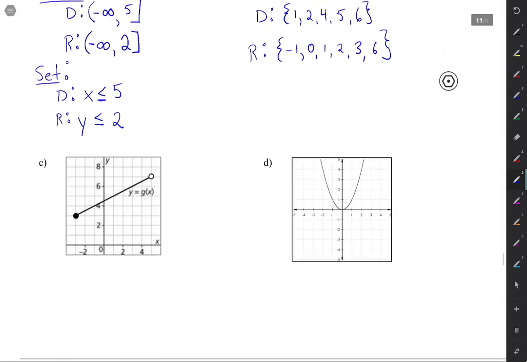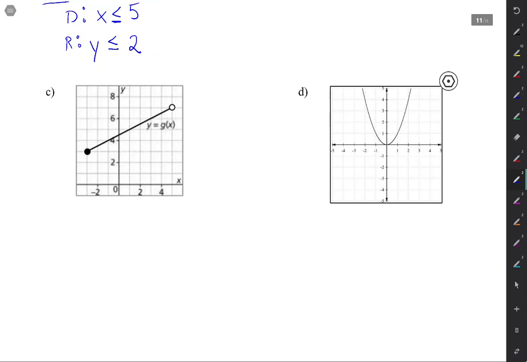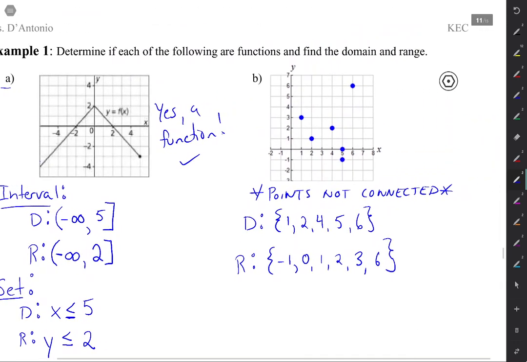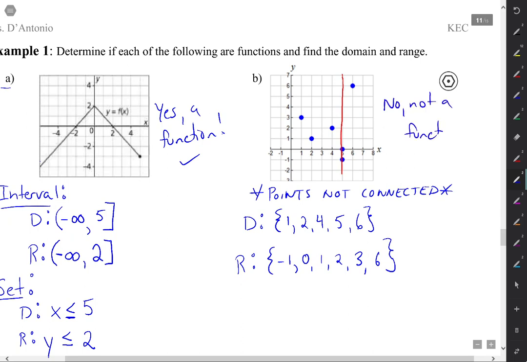Next, let's look at C. So for C, we now have one closed circle and an open circle on this other side. So let's start with interval notation. Oh, sorry, and I forgot to actually state if this last one is a function or not. So we would do the vertical line test, but once we get to this point or this line here with our vertical line, it would touch more than one point at a time. So I'm going to put no, not a function.